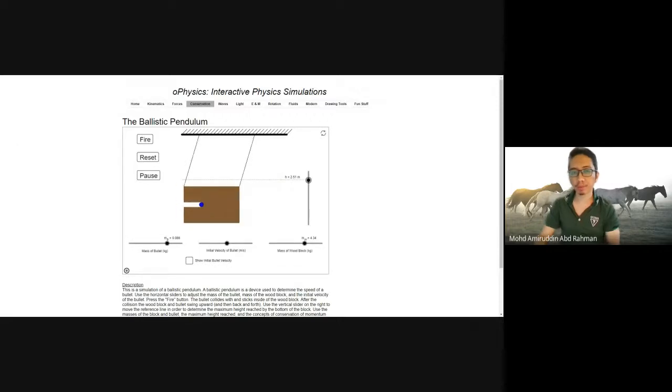Basically, when two objects stick together, what happens? This was already discussed during the class session, so you just refer back to the notes, and you will be able to answer that question.